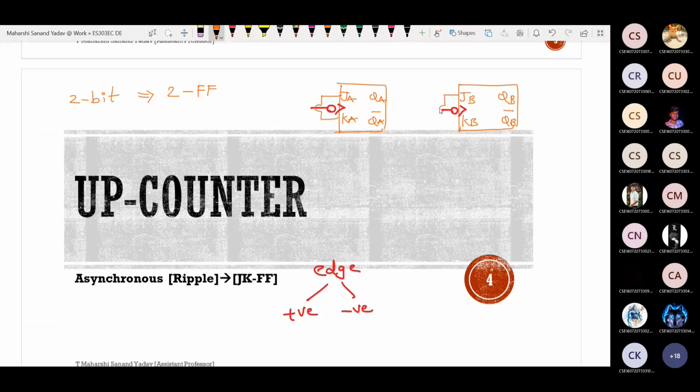Why should J and K be connected to logic 1? So that we get racing. Racing, which is nothing but Q bar, means output should get continuously changed.